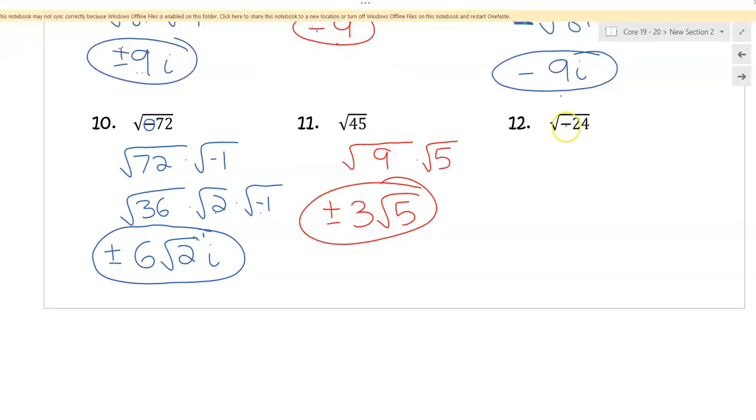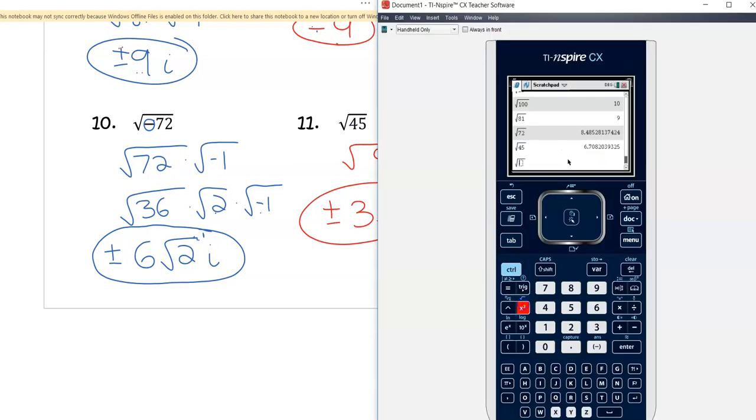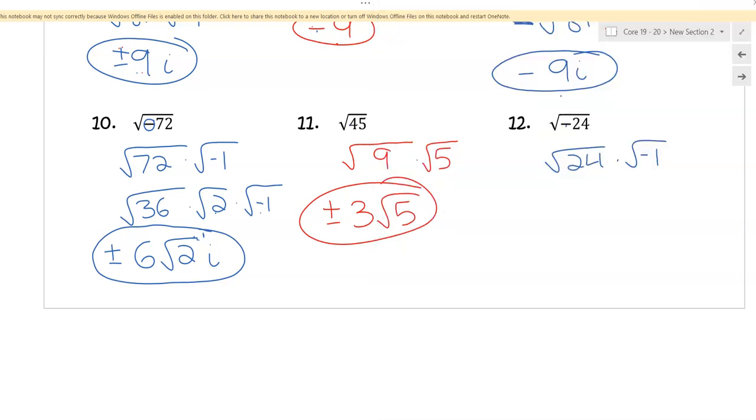Here I do have my minus sign inside. I cannot take the square root of 24. I get that decimal. So again, I want to look for a number that divides into 24. The number I know that divides into 24 is 4. 4 times 6. Putting my plus or minus 2 square root 6. The i goes all the way at the end.